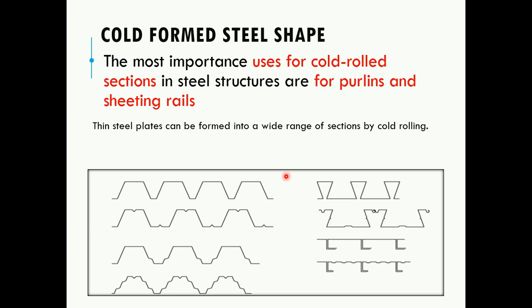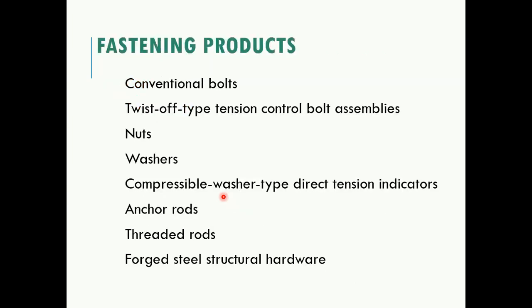For cold form steel sheet, normally we use it for purlins or sheeting rails. This is some example. Thin steel plate can be formed into a wide range of sections by cold rolling, just reshaping the plate. Let's move on to the fastening products. These are some examples of fastening products for steel: bolts, nut, washer, anchor, thread, and so on.